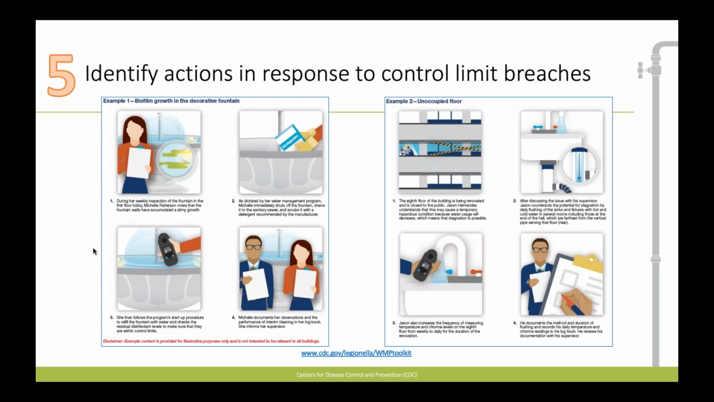If you don't write down what's supposed to happen, a lot of times it just turns into a big discussion and solutions don't get implemented and changes don't get made. So it is really important that once you've identified control limits, maybe a temperature range where the water needs to be maintained to prevent Legionella growth, you have something written down in your plan about what to do if it's not in that range.